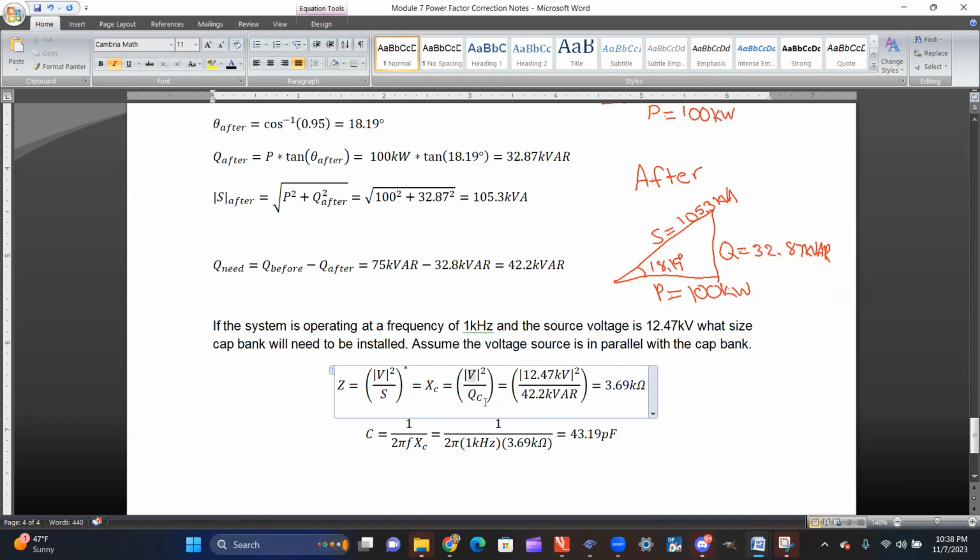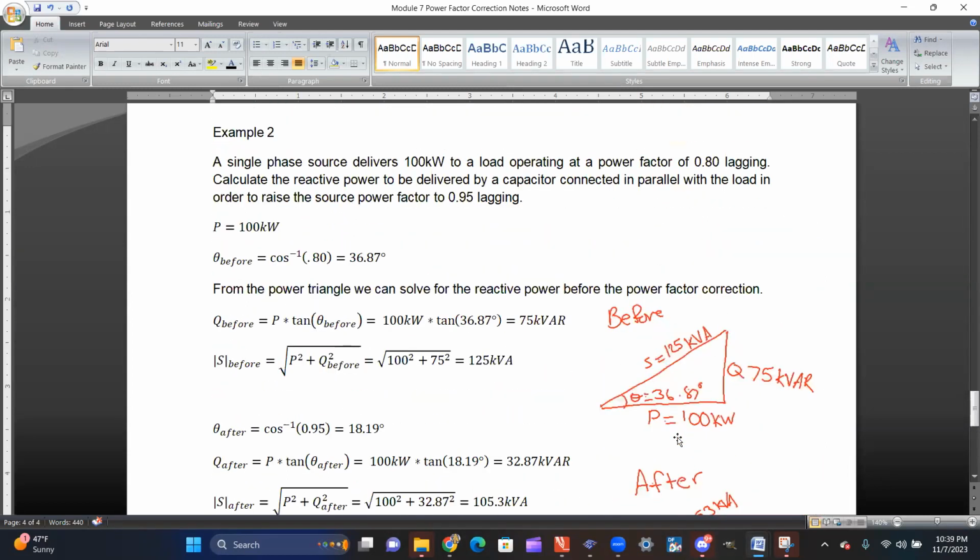So we just plug and chug, we'll get a capacitive reactance of 3.69 kilo ohms. And if we do some reverse engineering, we can solve for the actual capacitive value, which is 43.19 picofarads. So 43.19 picofarads will have to be installed on that network, or that system in parallel, in order to improve the power factor to 0.95 lagging.